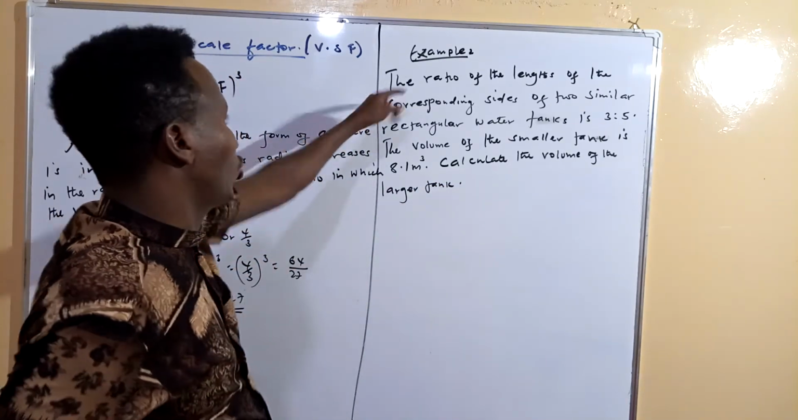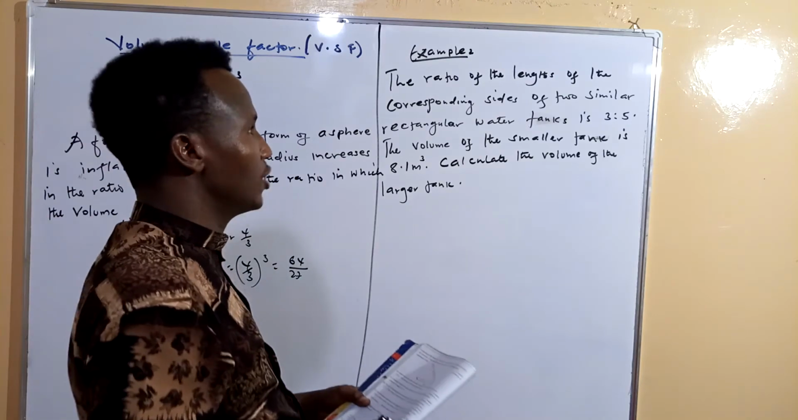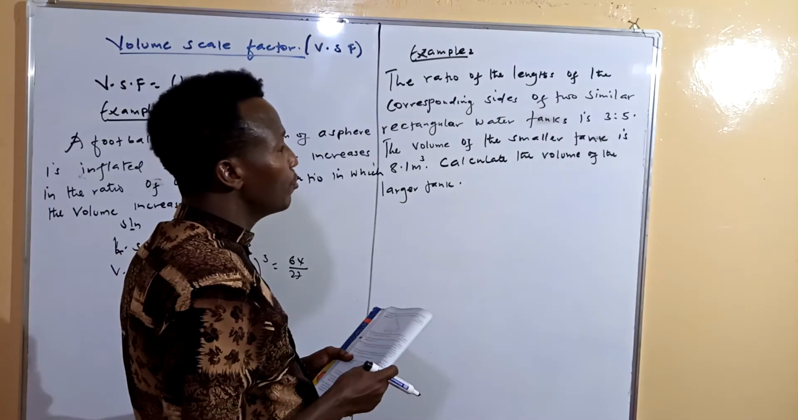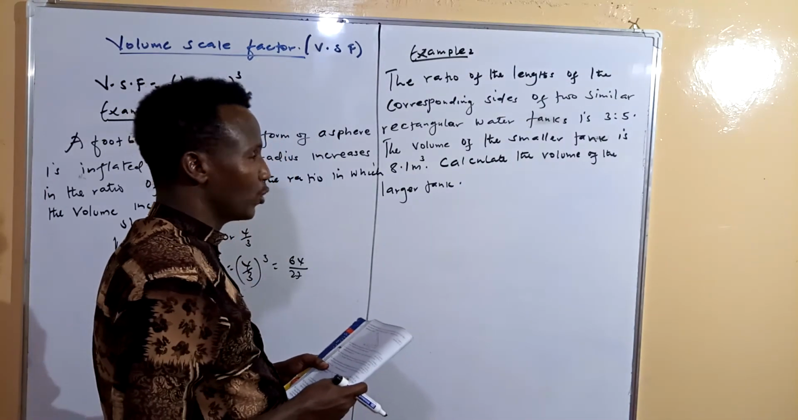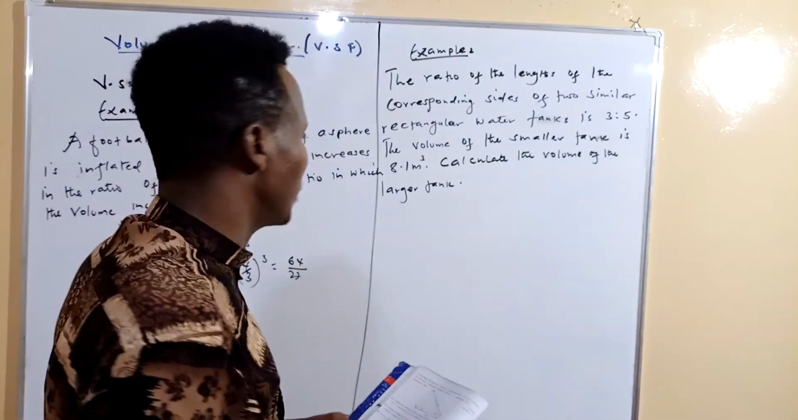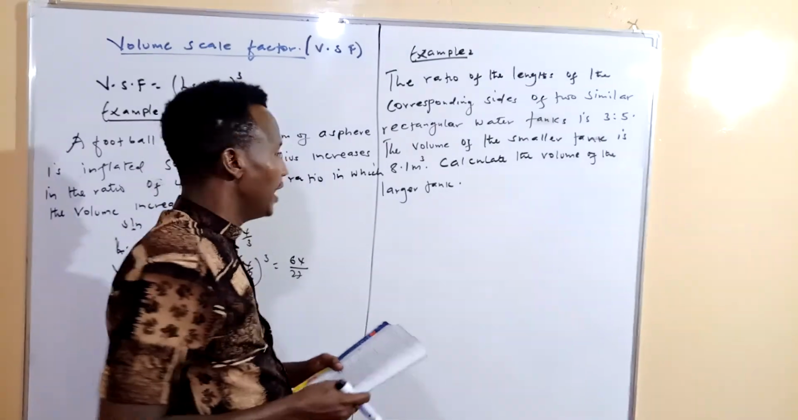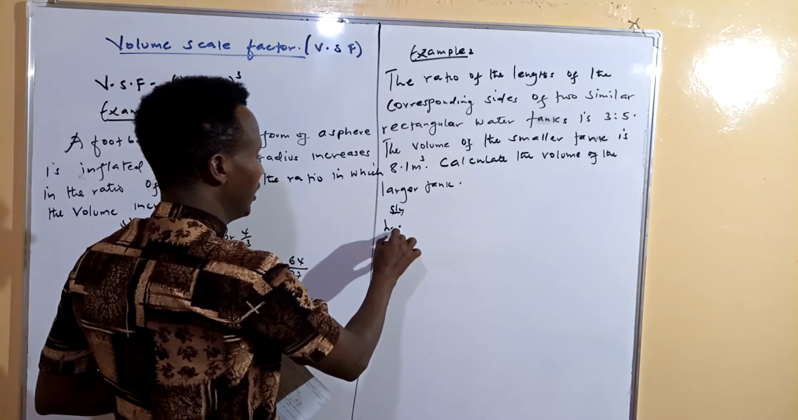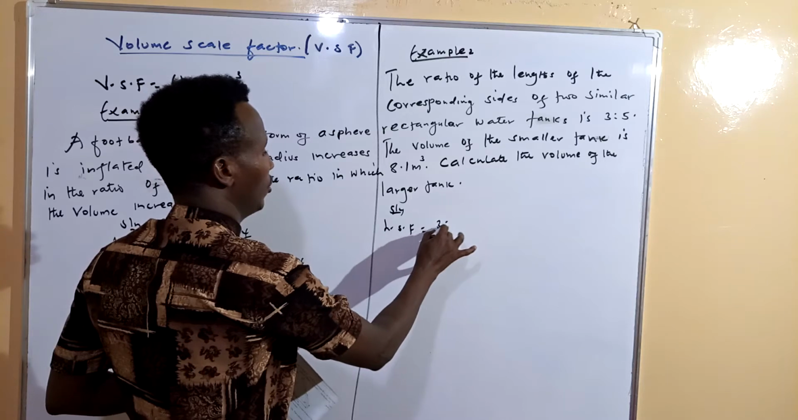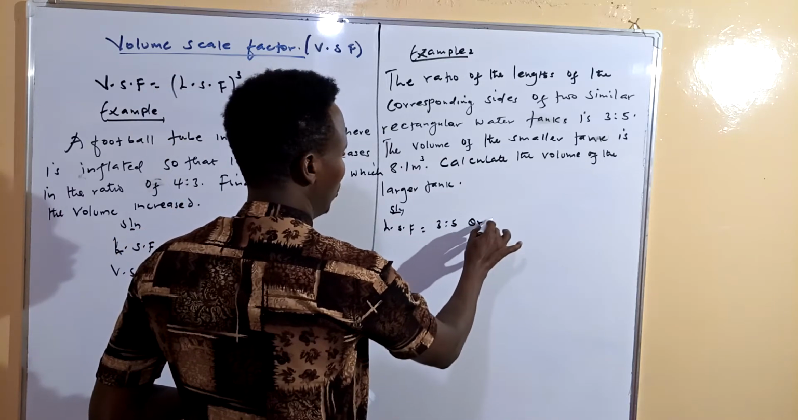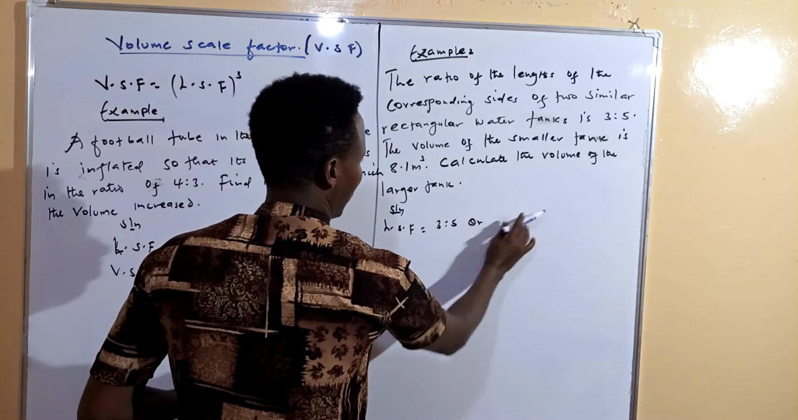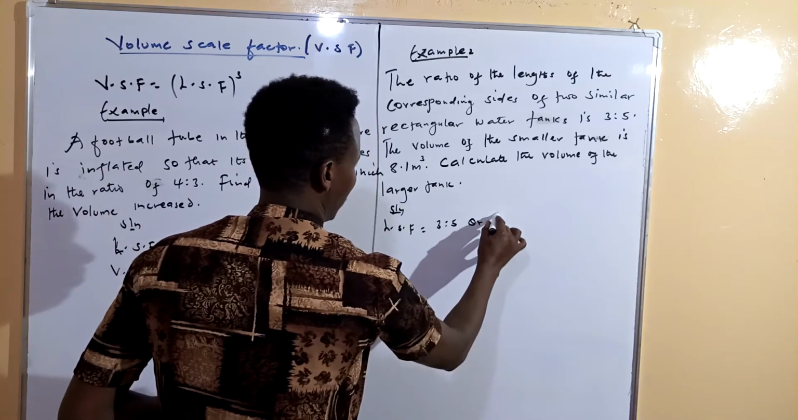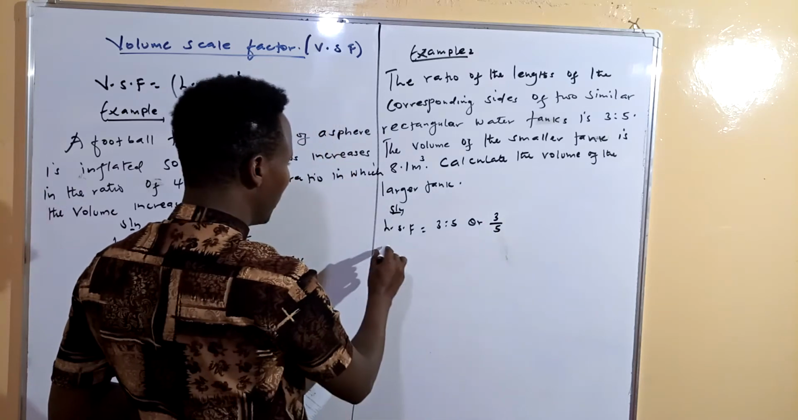Now, when you read this question, you're told the ratio of the length of the corresponding sides of two similar rectangular water tanks is 3:5. The volume of the smaller tank is 8.1 cubic meters. Calculate the volume of the larger tank. Here, solution. I have the linear scale factor, which is 3:5, can be written as 3/5. Then let me get the volume scale factor.